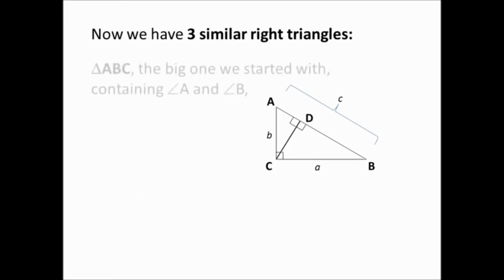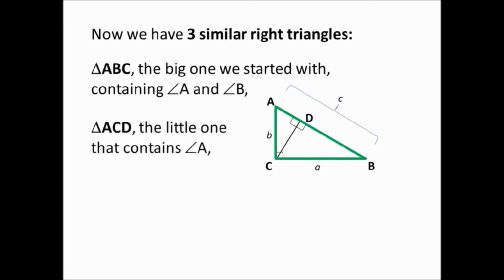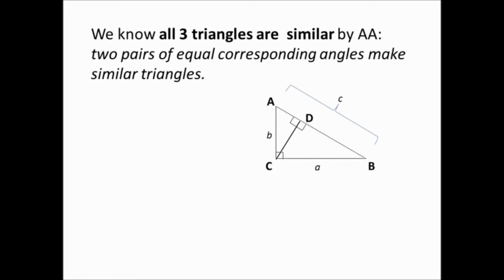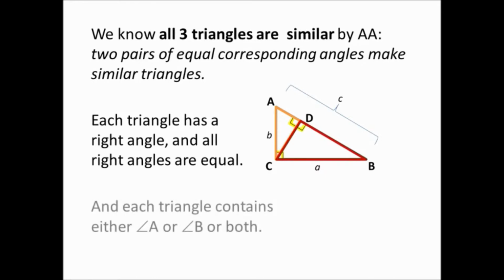Now we have three similar right triangles. Triangle ABC, the big one we started with, containing angle A and angle B. Triangle ACD, the little one that contains angle A. And triangle BCD, the other little one that contains angle B. We know all three triangles are similar by AA: two pairs of equal corresponding angles make similar triangles. Each triangle has a right angle and all right angles are equal, and each triangle contains either angle A or angle B or both.